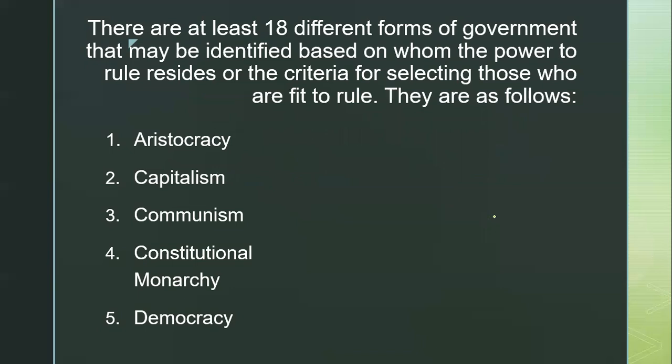So actually, there are a lot of forms of government, guys. But here in our book, we are going to discuss the 18 different forms of government that may be identified based on whom the power to rule resides or the criteria for selecting those who are fit to rule. So lahi-lahi siya, guys. So we have here, first one is aristocracy. So aristocracy is a form of government na lead by the upper class.